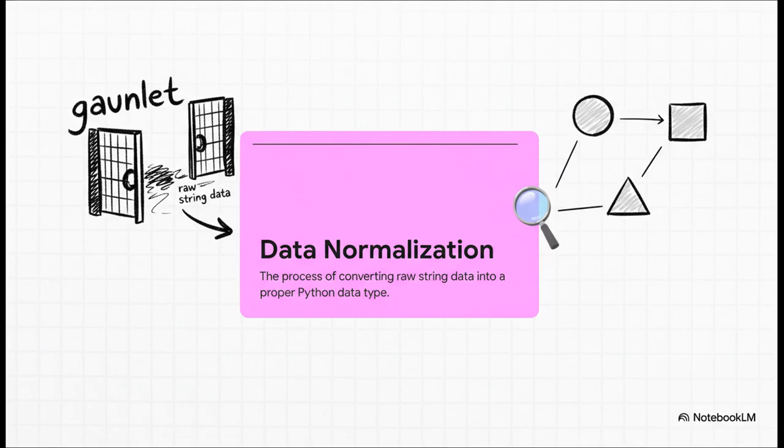And the very first thing that happens in that gauntlet is normalization. Before any other checks, Django tries to turn that raw string into the proper Python type you want. This is huge. It stops a massive universe of potential errors right at the front gate. It means your application code only ever has to deal with clean, properly typed data.